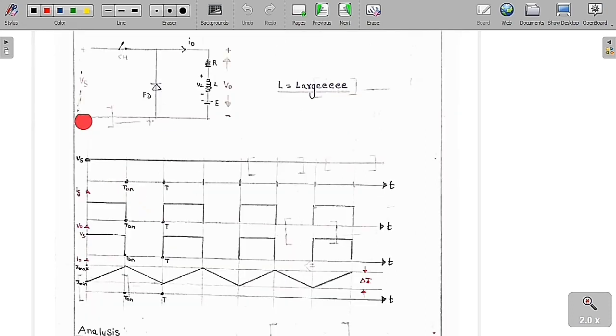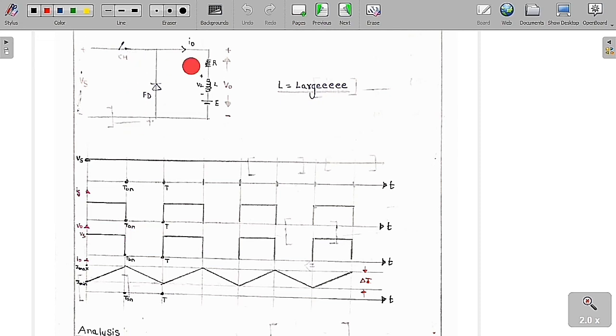So you can say clearly the supply voltage is constant for all the time, and this chopper we are going to turn on. So for 0 to T on we are going to turn on this chopper, and from T on to T we are going to turn off this chopper. Means the switch is on only for 0 to T on, and from T on to T we are going to turn off this chopper or the switch.